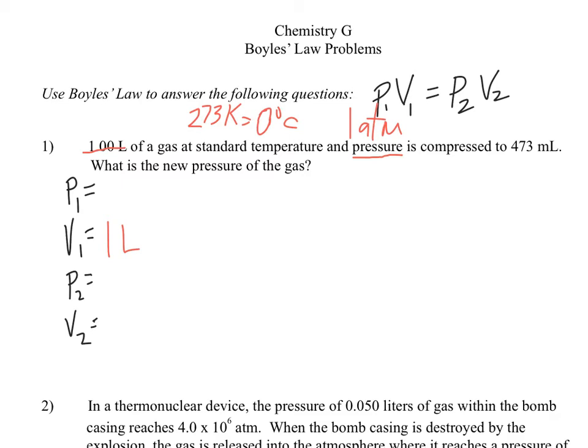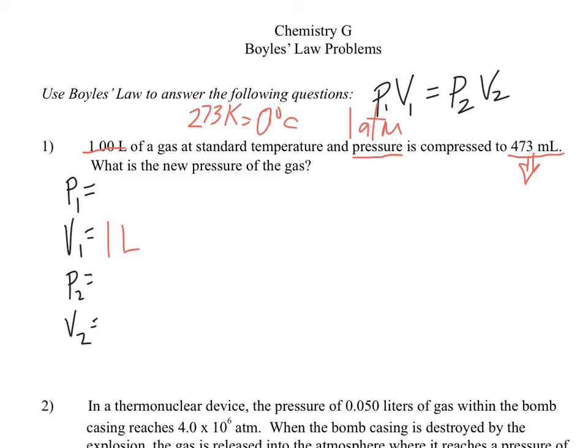Now it says it's compressed to 473 milliliters. I see a problem right away because my initial volume is in liters, my final volume is in milliliters. So I got to convert this. There's a little trick in this problem. So I'm going to put this into liters.